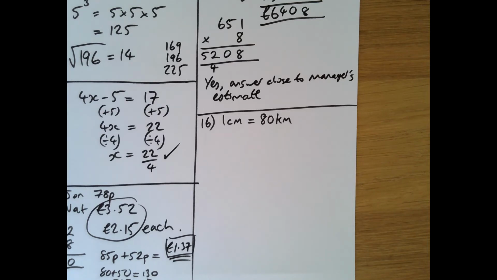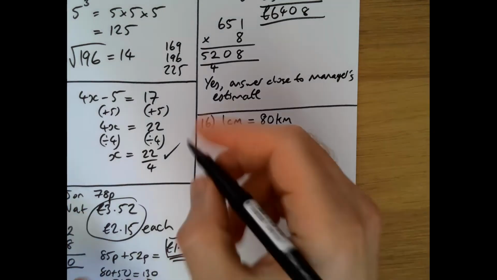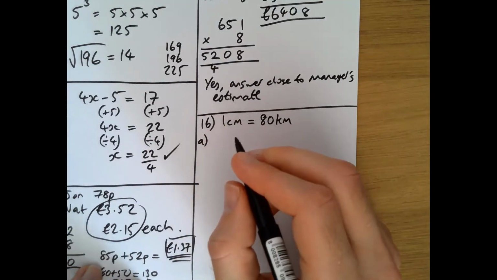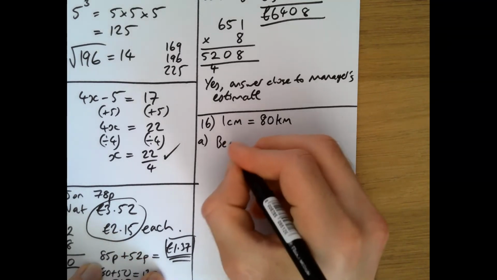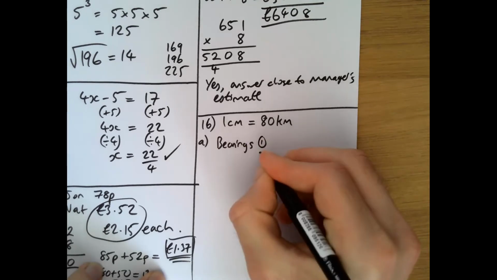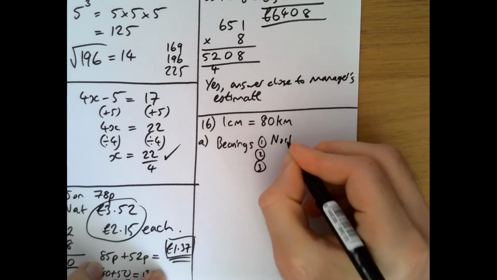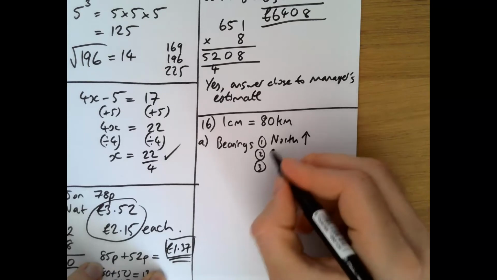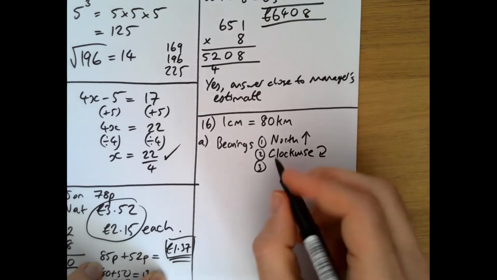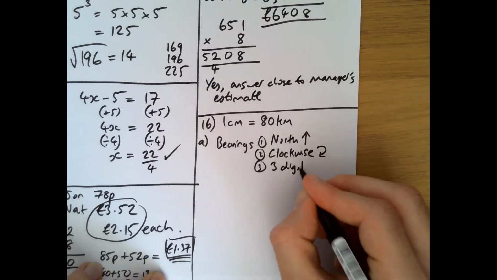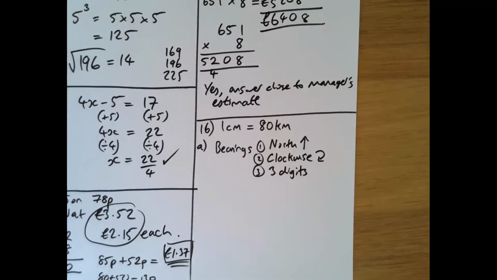16A. What is the 3-figure bearing from Lyon from Bordeaux? Now with bearings, okay, there are only 3 things that you need to know about bearings. The first one is that they're always measured from north. The second thing is that they're always measured going clockwise. And the third thing is that they must be 3 digits. So if you look at the map, we're going from Bordeaux. Okay, so we're starting from Bordeaux. And loads of people make that mistake.